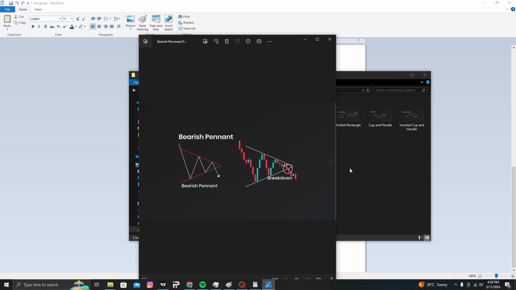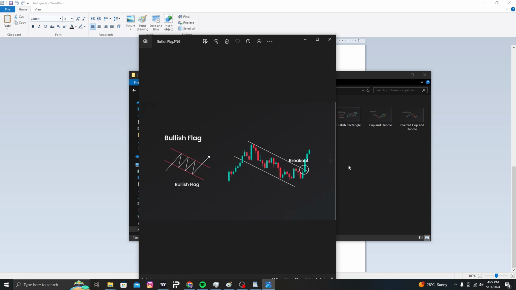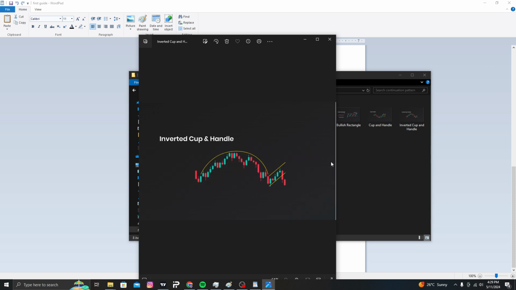Continuation pattern. Another one is this, bearish rectangle. Price was going down, started consolidating up and down. This price action thing always happens in the market. You just have to see it. You get it? It always happens. Even this one, same thing. Just like we were talking about the bearish flag, this is the bullish flag. I want to teach you these things, guys. They are important. The inverted cup and handle, they are very important.